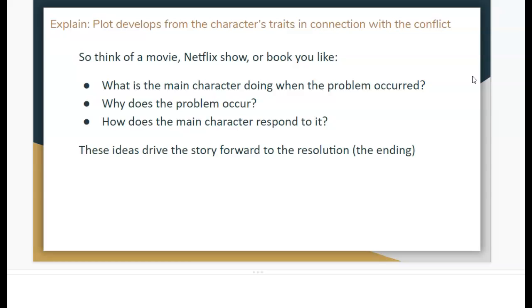So when we're plotting our diagram, these are some things you need to think about as we are moving along with the plot diagram. Because these ideas that I just mentioned here, they're driving the story forward to the resolution. So what happens in the beginning? How did the conflict arise? How do they deal with it? And what happened to the end? Okay?